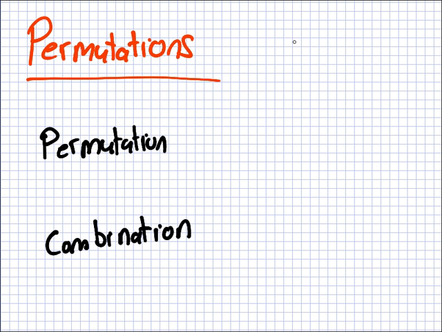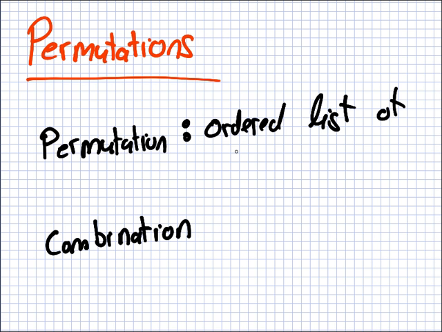And what I mean by that is ABC and ACB, you would say they're two different lists. So which one is that one where you care about the order, do you think? Yeah, permutation is an ordered list of items. And then the combination is unordered.